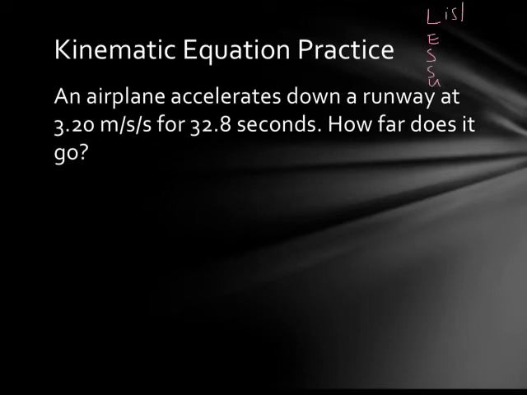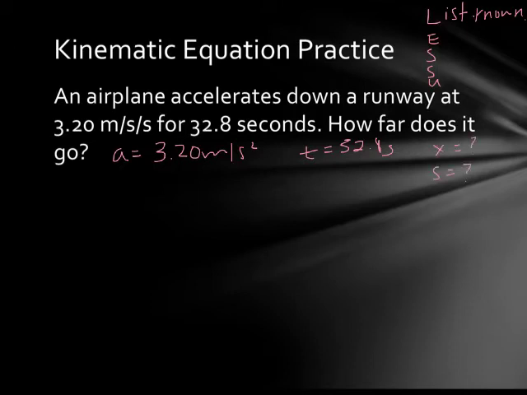L just stands for listing your knowns. Okay. So we have an airplane that accelerates down a runway at 3.2 meters per second squared for 32.8 seconds. How far did it go? Okay, so we know our acceleration is 3.2 meters per second squared. We have a time of 32.8 seconds. We have a question mark of x, or s, depending on which class you're in.